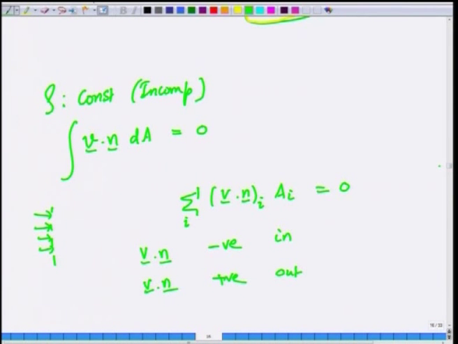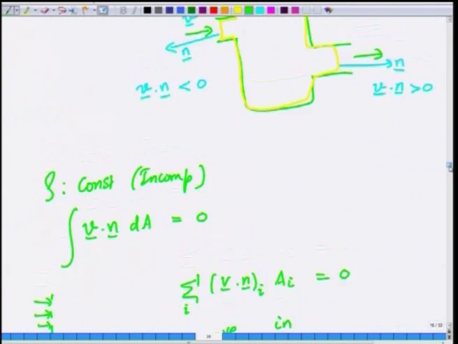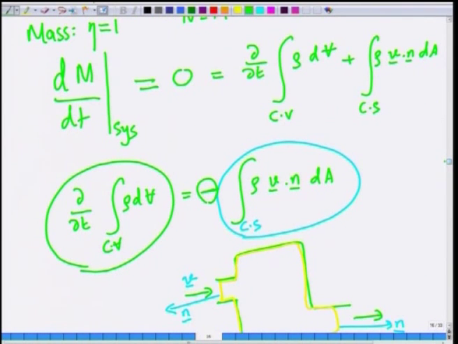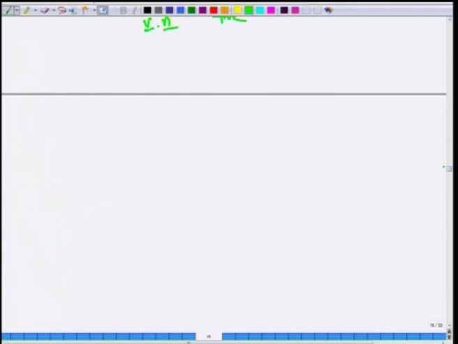When the flow is incompressible, the density is independent of time. So, there is no way in which the mass flow v dot n can be different at inlets and outlets. The other special case, of course, is that the flow is steady. When the flow is steady, then d/dt of this is 0, and then this is equal to 0, but rho is not a constant there, but for an incompressible fluid rho is a constant.